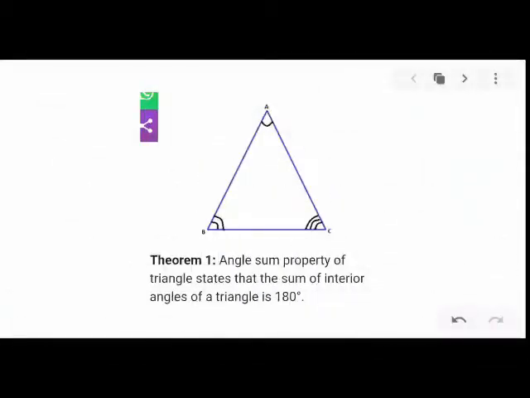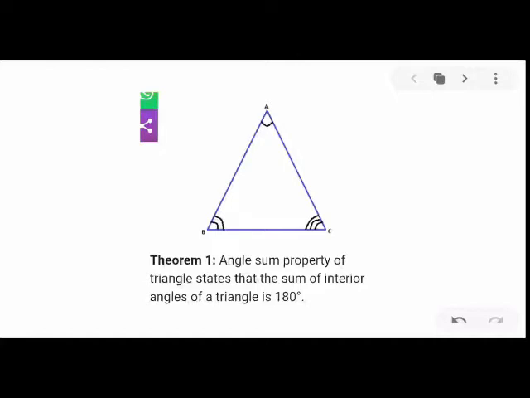Hello students, today I am going to explain to you the chapter Properties of Triangle. In this chapter, at first I will explain all the formulas and all the theorems, and then gradually we will solve the exercise. In this video I have covered only the theorems. You will understand how to implement the theorems and what the different theorems are.